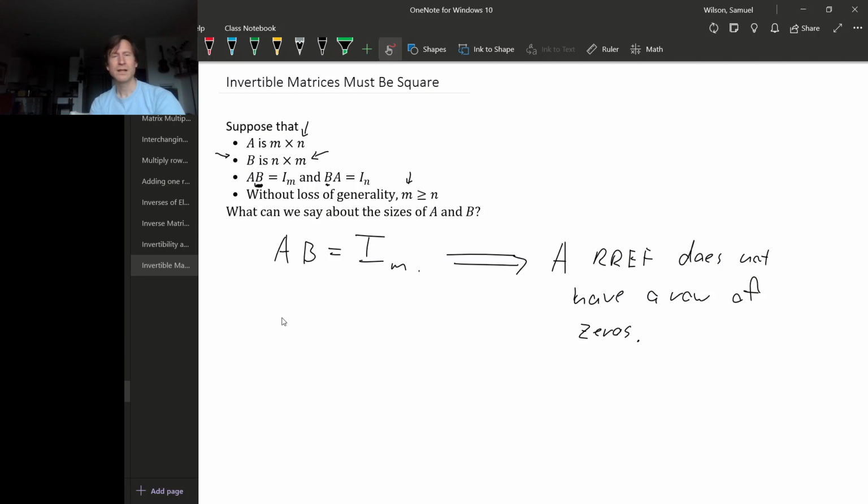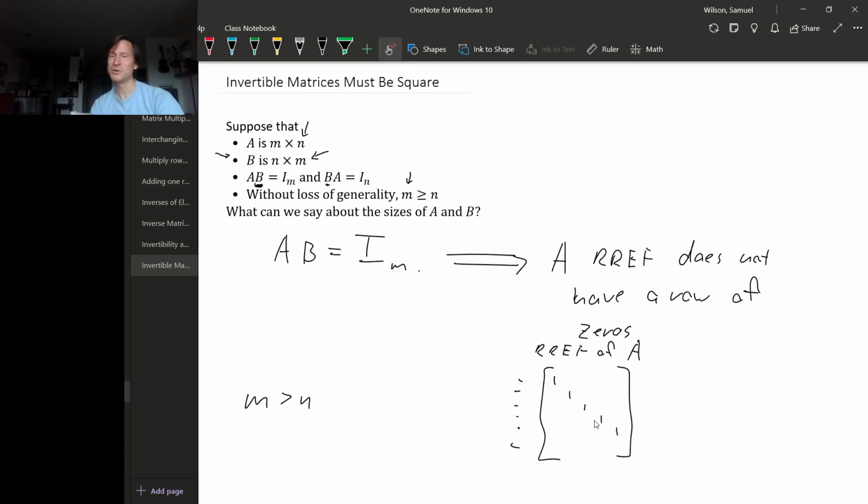Well, let's suppose that m is strictly bigger than n. If m is strictly bigger than n, then the reduced row echelon form of A, what could it look like? Well, if it has more rows than columns, how many non-zero rows could you fit into this matrix? Well, the most non-zero rows is if every column has a leading one in it, right?